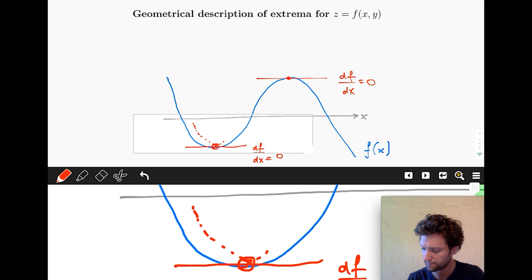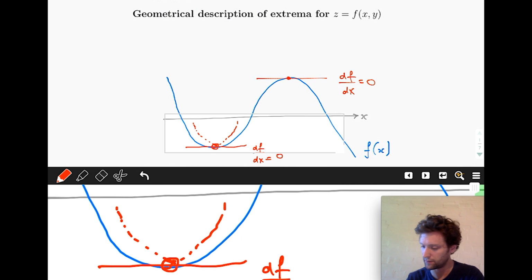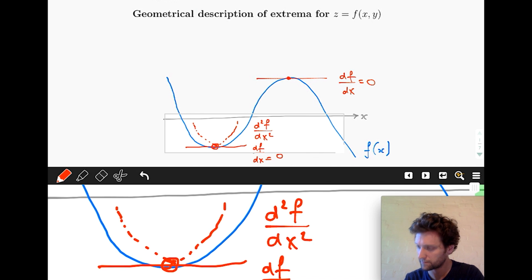So for example, looking at my minimum over here, you can see that locally it looks like a valley. I could draw a little curved line there indicating that this is a valley. I'm going from a downward slope to no slope to an upward slope. So the second derivative of the function at that point is positive, and that implies that it's a minimum value.